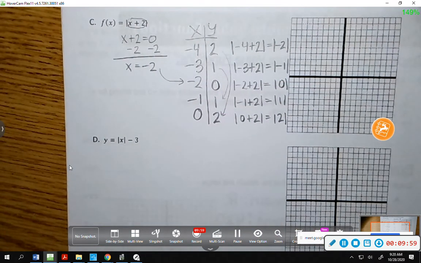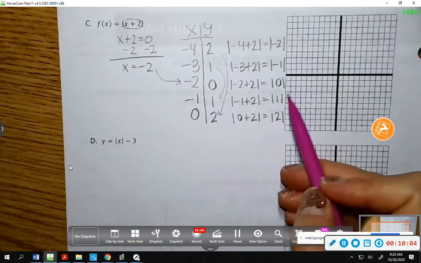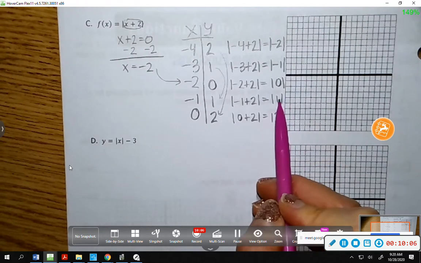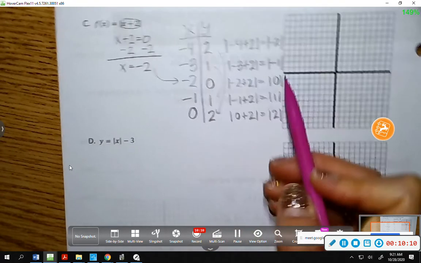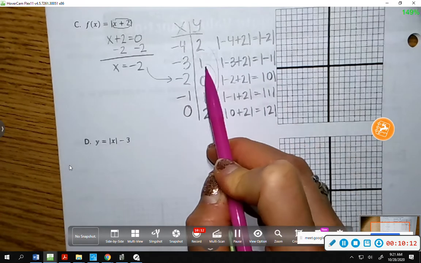Why isn't 1 negative? Like, right here. Because you take the absolute value of it, and the absolute value of anything is always going to be positive. Okay. Yep, and then same thing here. Absolute value of negative 1 will be positive 1. Okay. Yep.